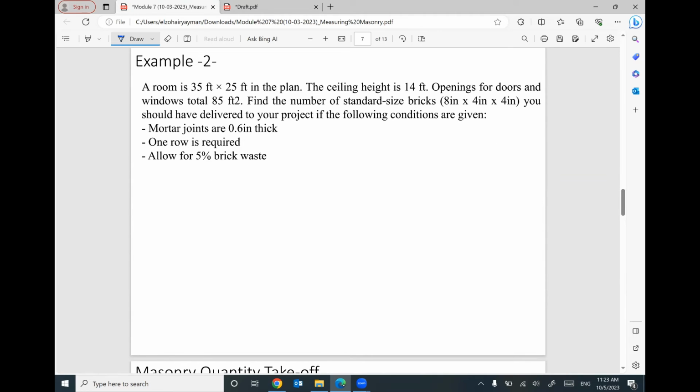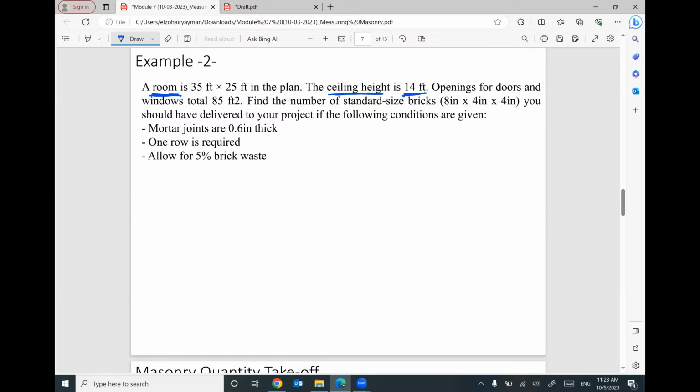I have another example here. I would like to share it with you. We have a room. This room is 35 feet by 25 feet in the plane. And the ceiling height, the height of this room, or the height of the floor of this room, equal 14 feet. As I mentioned before, if this information is not given, you can assume the height 10 feet. This is the typical height of your ceiling. But you have to follow what is given.